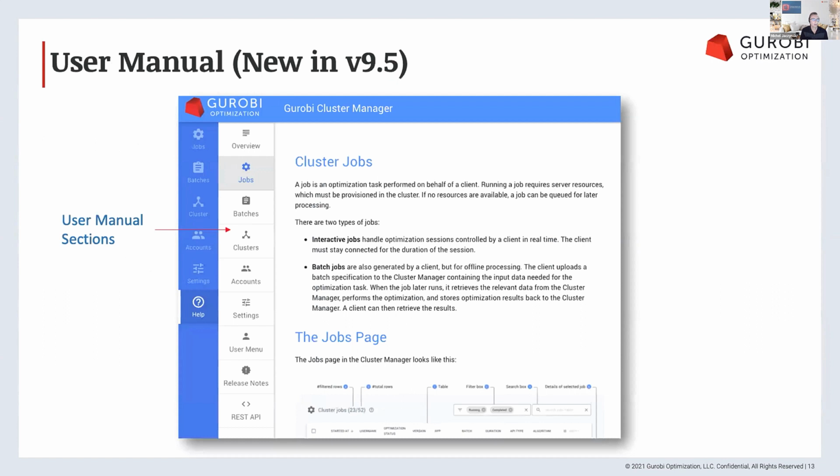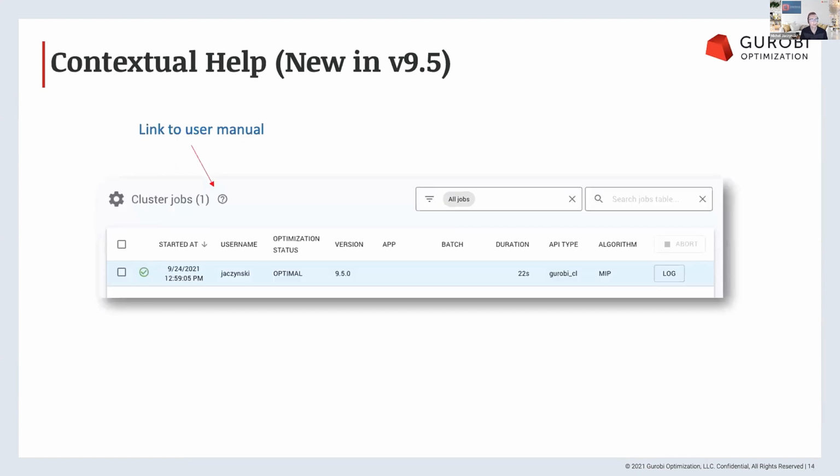We have also embedded our user manual, so it's now easier to understand the different options that you have in the Cluster Manager. You can access the different sections, and there is an explanation of the different actions, different buttons, all the tables, and so on. You also have access to the release notes. And in addition to that, we have added contextual help links from the different panels in the web UI. So if you want to know more about a given section, click on this question mark icon, and this will open up the user manual at the right page.